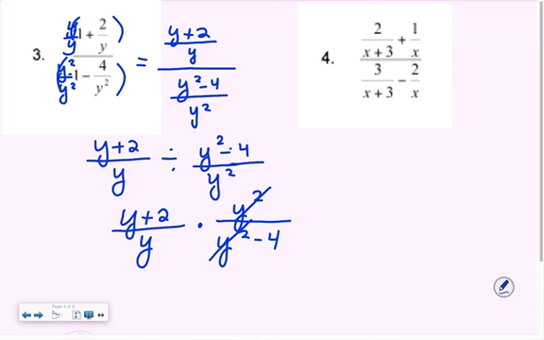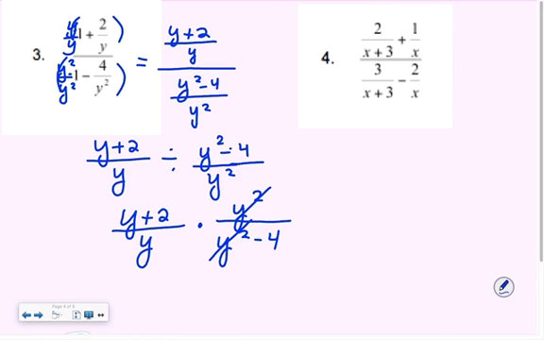Okay, so then I'm going to get y plus 2 over negative 4y. Did you get that? Tell me why not. I can't cancel these out because they're not factors. You can only cancel things out that are common factors.